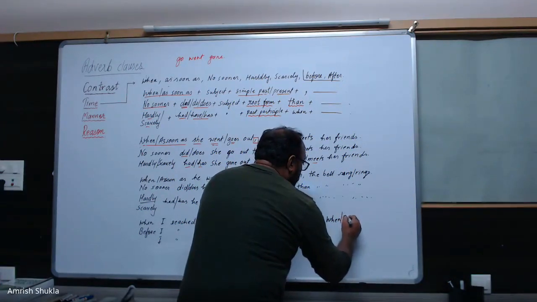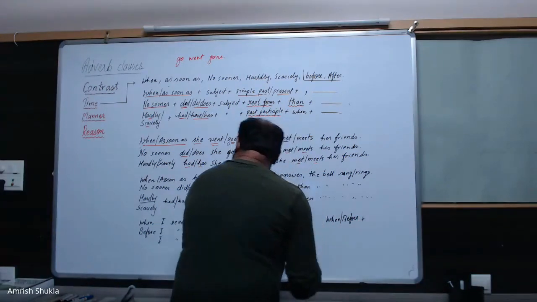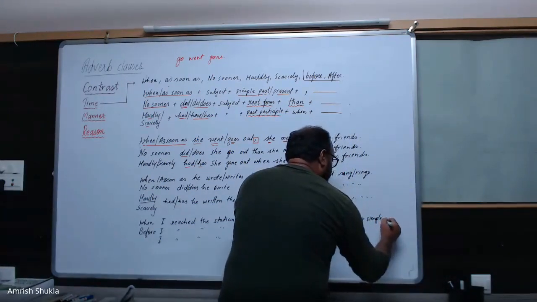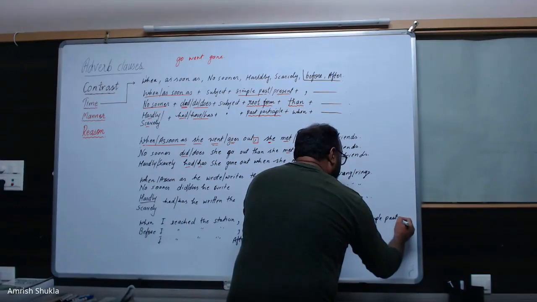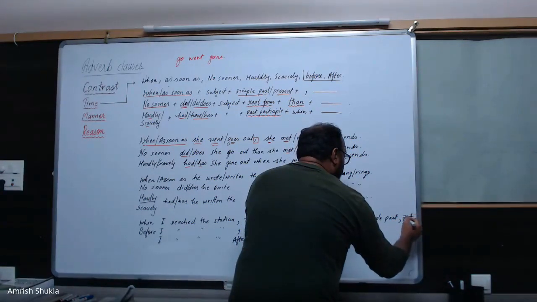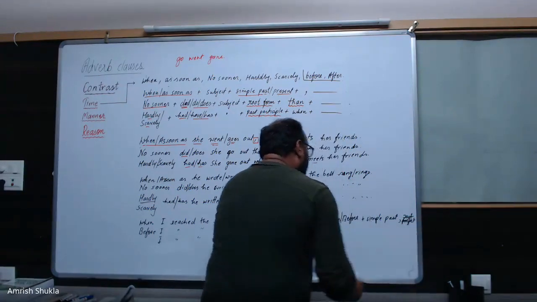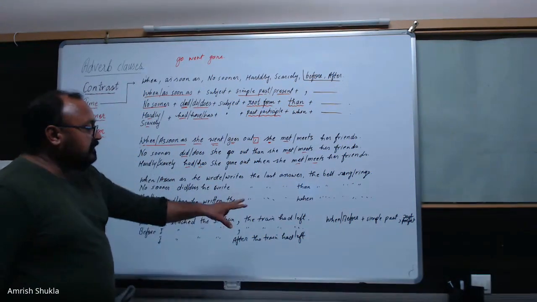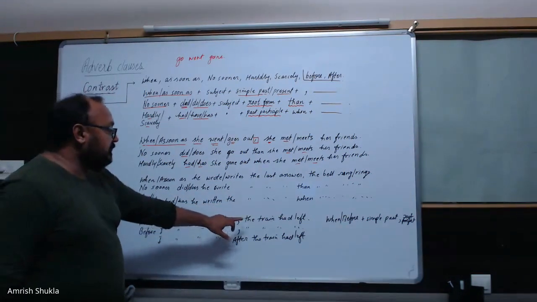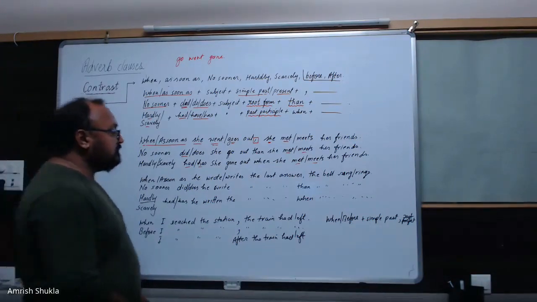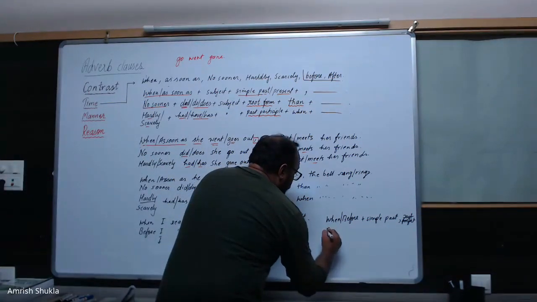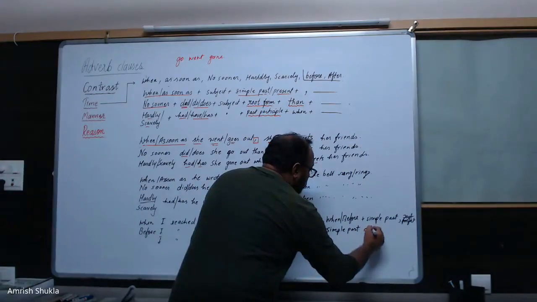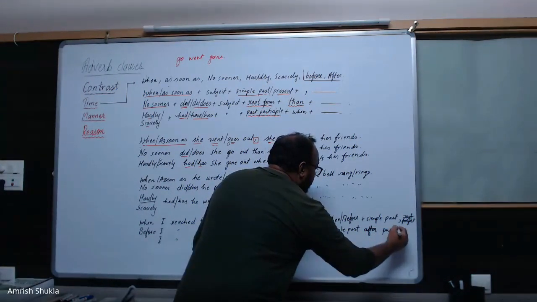So the rule is that when or before plus, which tense is this? Simple past. And the other is past perfect. When or before are followed by simple past tense, and when we change it, the other part is past perfect. And for after, what is the rule? Simple past, after, and past perfect.